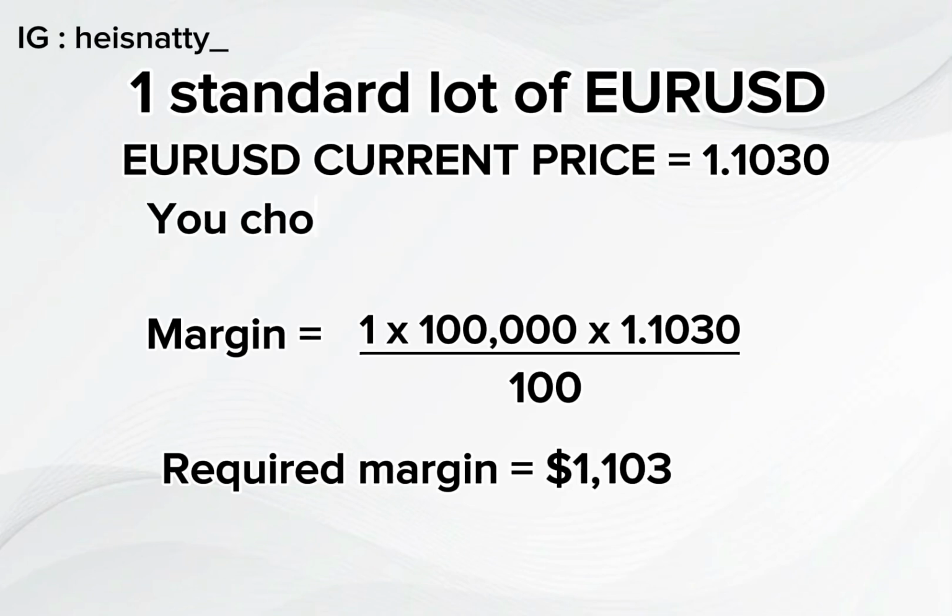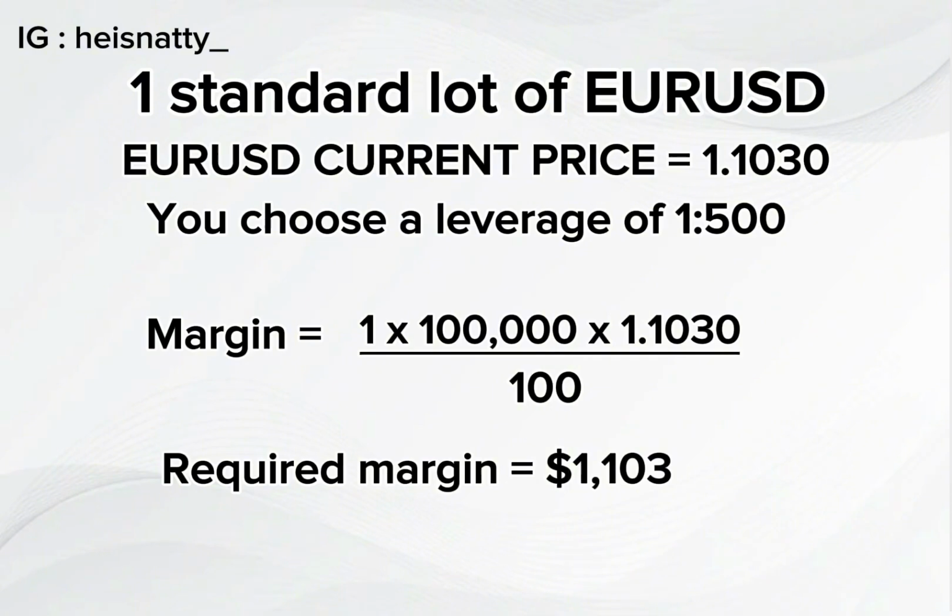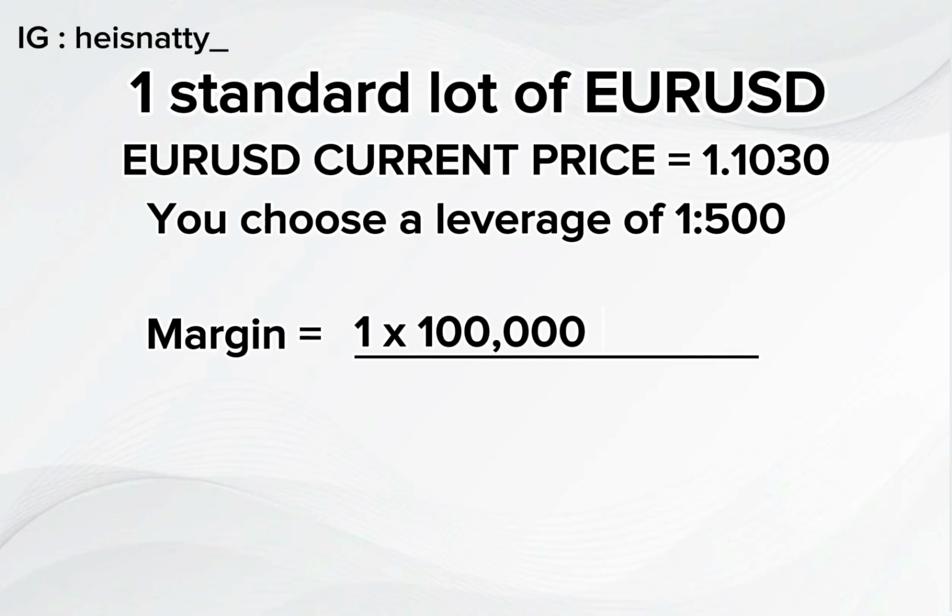So after increasing your leverage, how do you calculate your margin? You will do the same thing: 1 times 100,000 times 1.1030 divided by 500. So let's say you are using 1:500. Right now you'll be dividing it by 500. Whichever leverage you use, if you use 1:200, you divide it by 200. If you use 1:500, you divide it by 500.